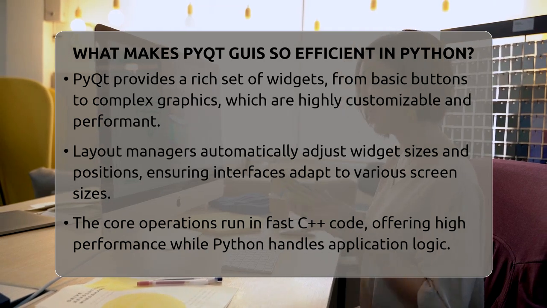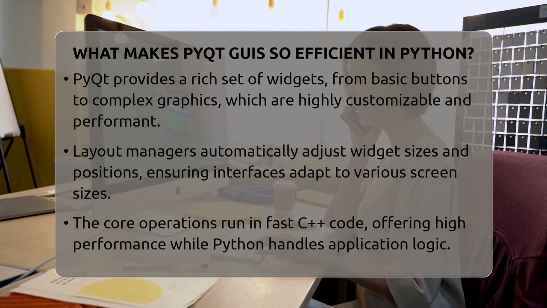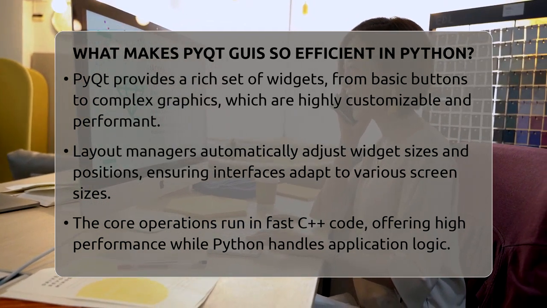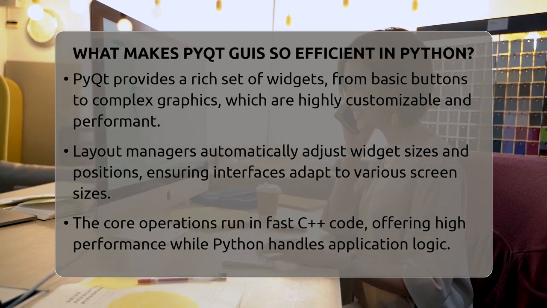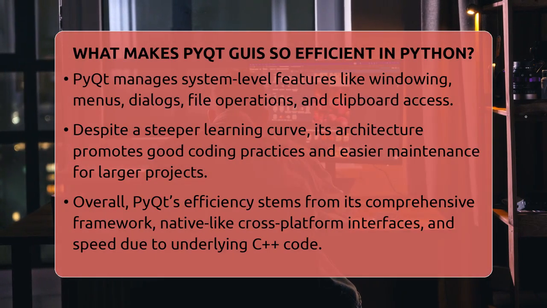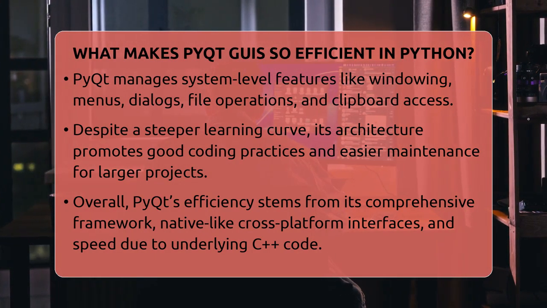Because PyQt is built on Qt, which is written in C++, the core operations run very fast. Your Python code handles the logic, but the heavy lifting of rendering and event handling is done in fast, compiled C++ code. This hybrid approach gives you the speed of C++ with the ease of Python.